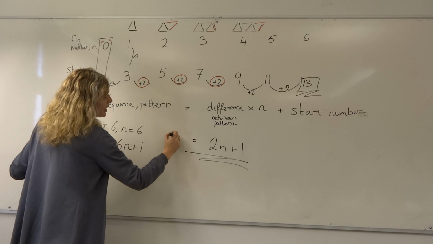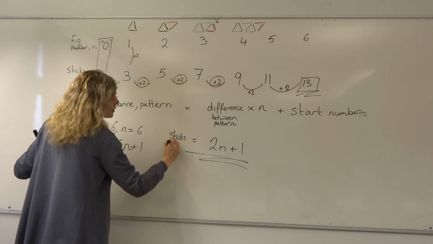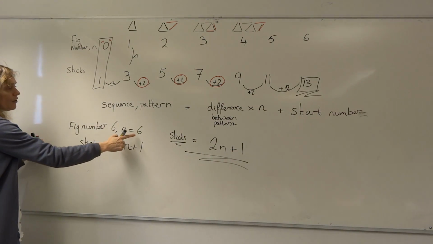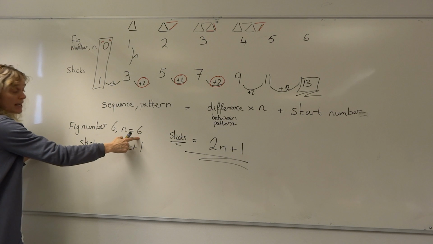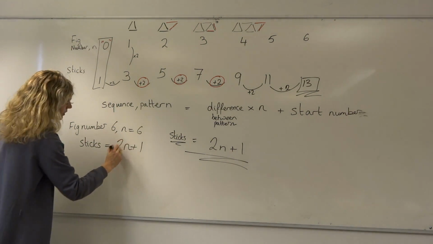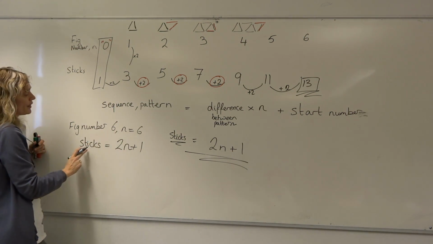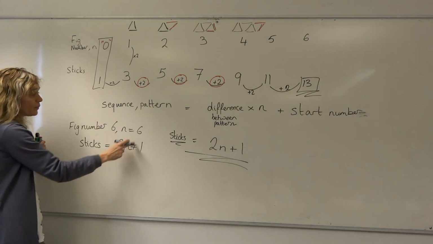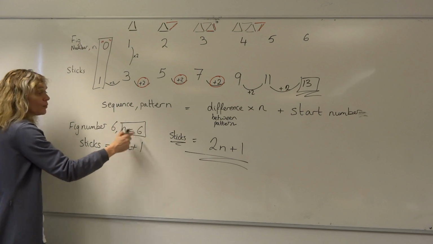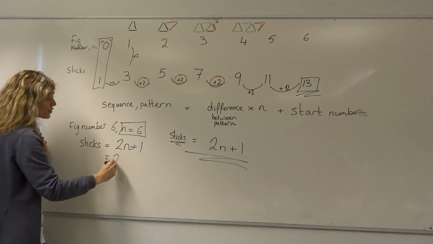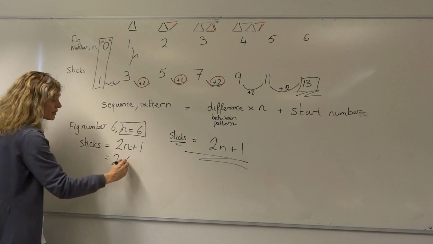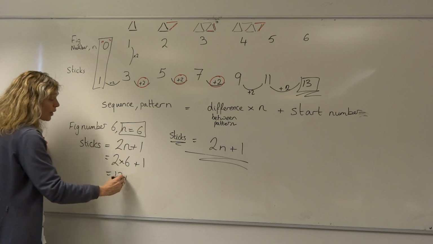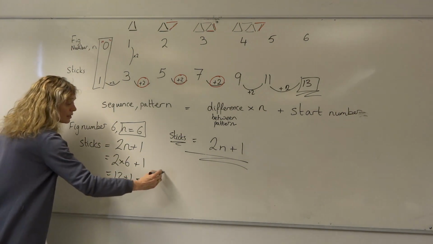So here we've got that the number of sticks is 2 times the figure number plus 1. Let's put in figure number 6. The number of sticks should equal 2n plus 1, but we know that n equals 6. So wherever we see n, we replace it with its real number, which is 6. So equals 2 times 6 plus 1. 2 times 6 is 12. 12 plus 1 is 13.